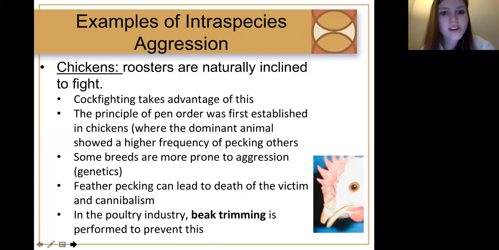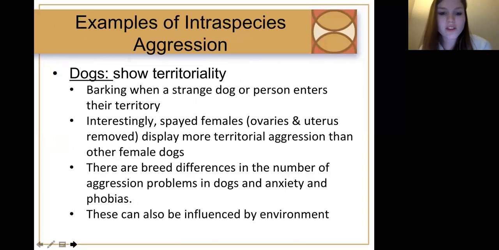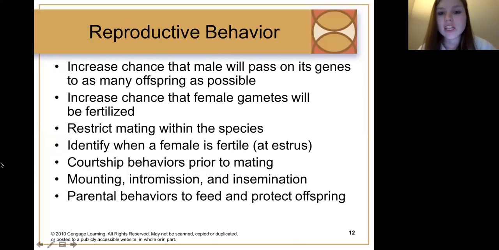So other examples of interspecies aggression, we talked about chickens pecking each other, so that goes back to why social hierarchy is important. Dogs will show territoriality. There are a lot of things that animals do to reproduce. There are a lot of reproductive behaviors, and these are really important for a number of reasons.